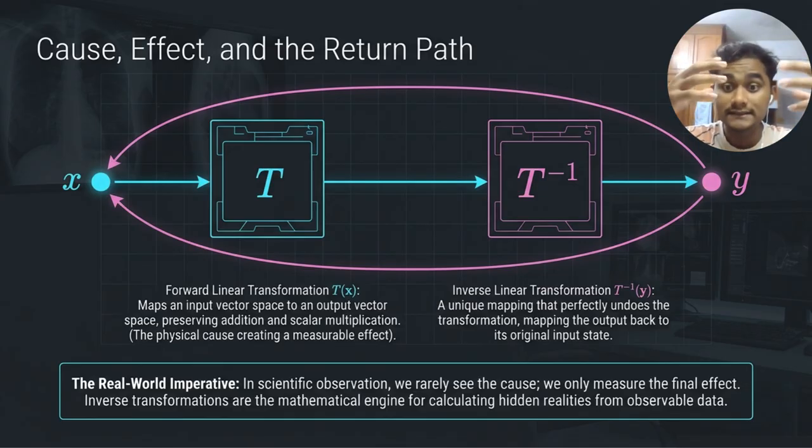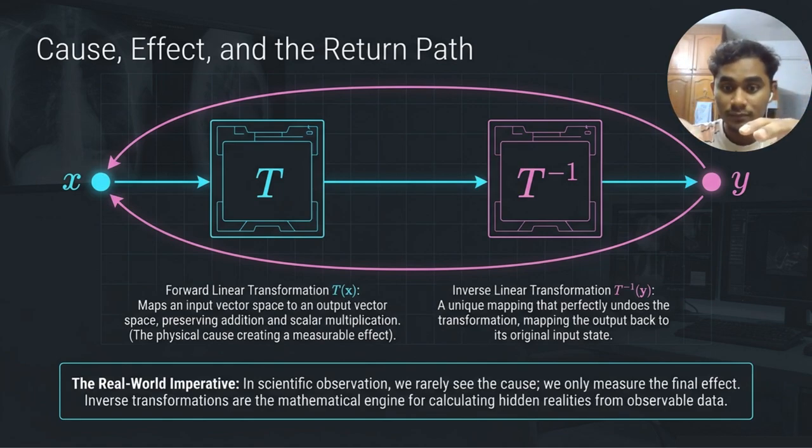So, to actually understand how this works, let's first map out the baseline relationship between a physical force and its measured effect, as I have done here in this slide. In linear algebra, as we have learned, a forward linear transformation Tx takes an input vector space and maps it to an output vector space. In medicine, this represents a physical reality, like an X-ray.